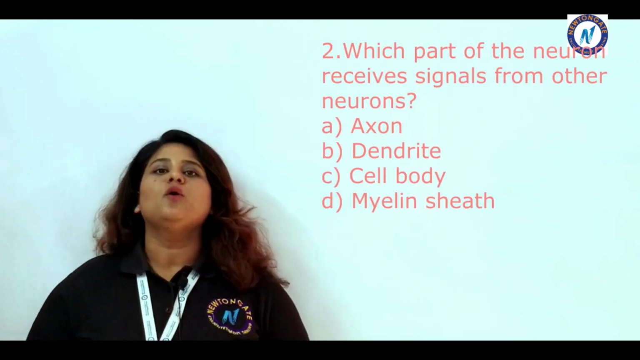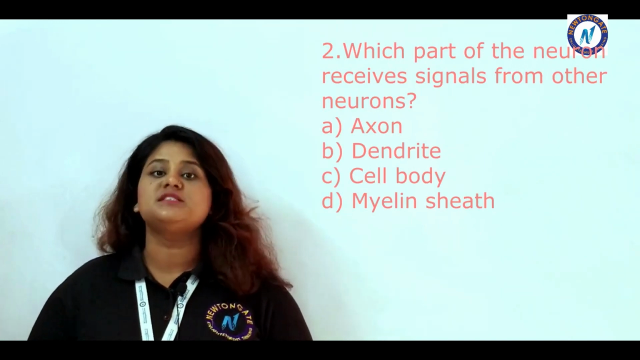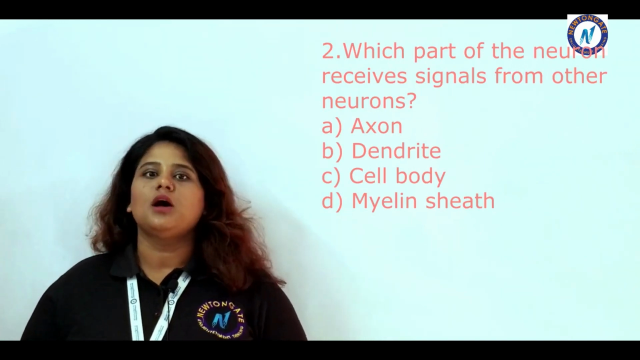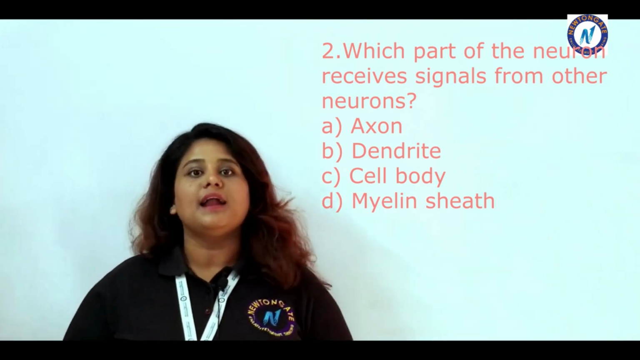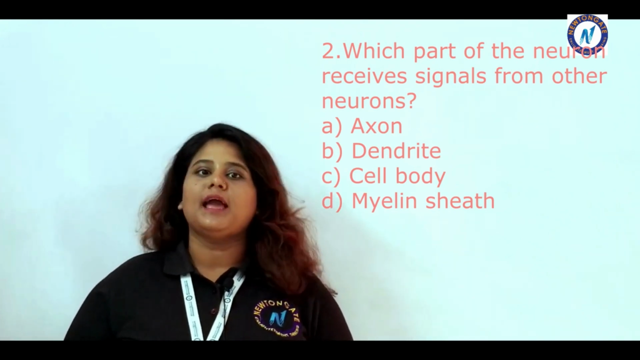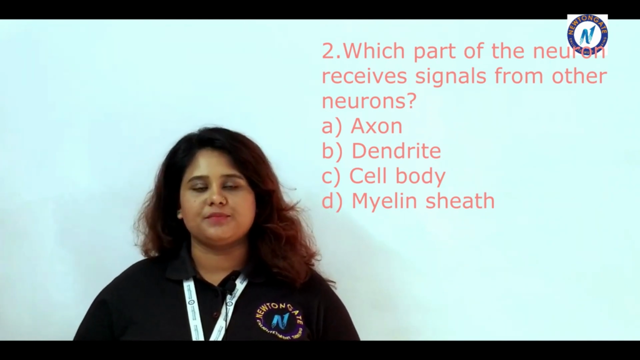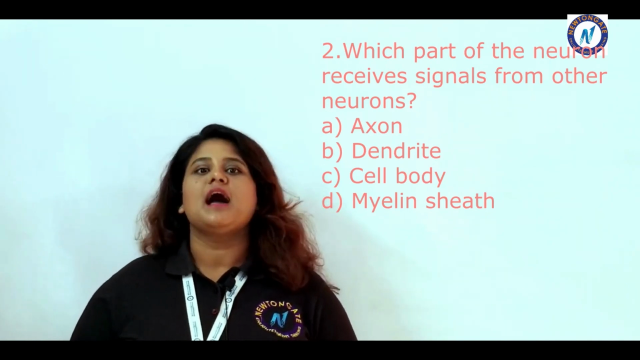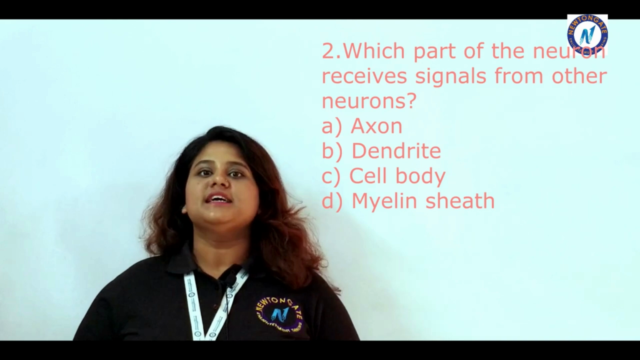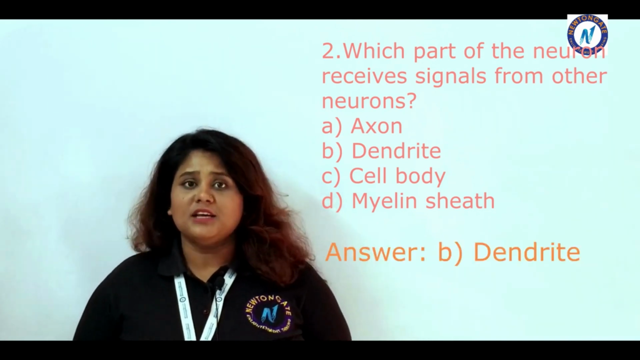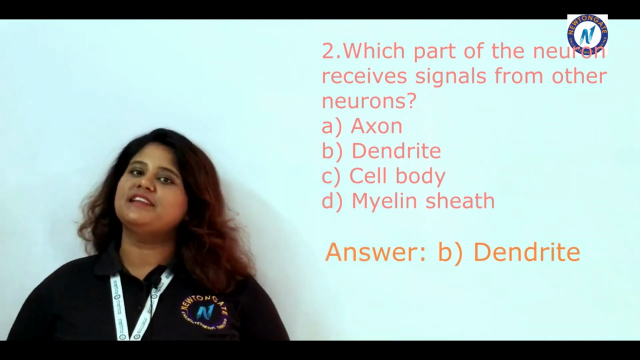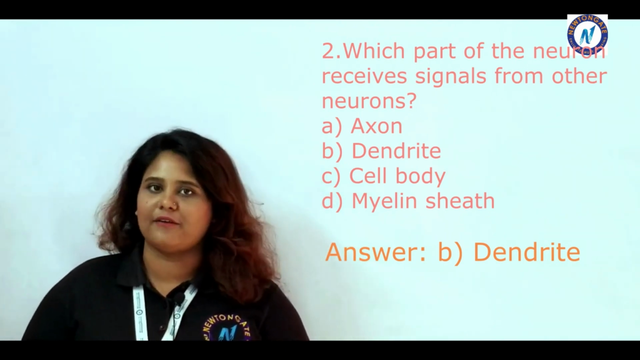Let me go to the second question, question number 2. The question says, which part of the neuron receives signals from the other neurons? The options are axon, dendron, cell body, and also myelin sheath. Again, I am repeating the options: axon, dendrite, cell body, and myelin sheath. Yes, so what is the answer? The answer is dendrite. Option B, dendrite.